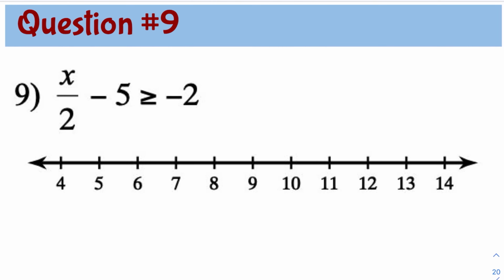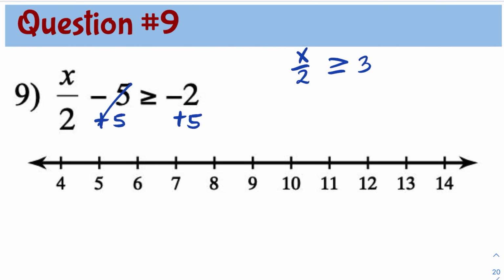Question number 9. X divided by 2 minus 5 is greater than or equal to negative 2. First, we will do the inverse of minus 5, which is plus 5 to both sides of the inequality. So now we have x over 2 minus 5 plus 5 is 0, greater than or equal to negative 2 plus 5, which is 3.